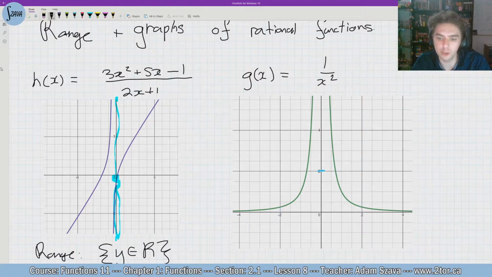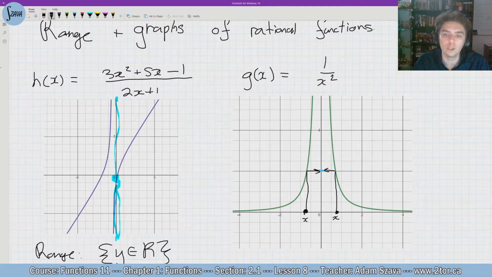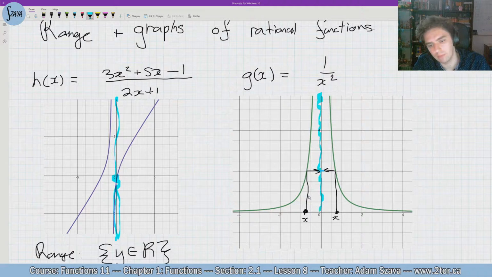Well, yeah, because 2 is the output when you take in this x value, whatever x value that is, right? Whatever x value that is right there, we get 2 as an output, and also whatever x value it is here. So we get 2 as an output for either of these x values. So yes, 2 is in the range. Similar reasoning can be done for any positive number, right?